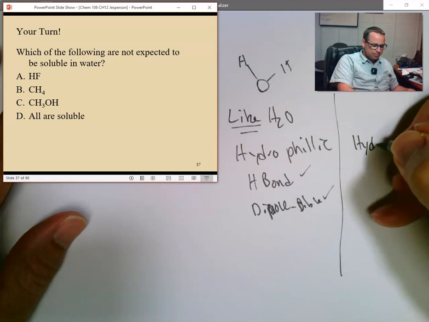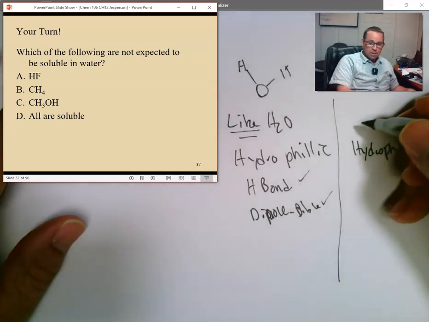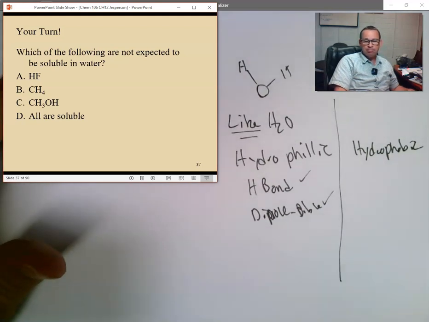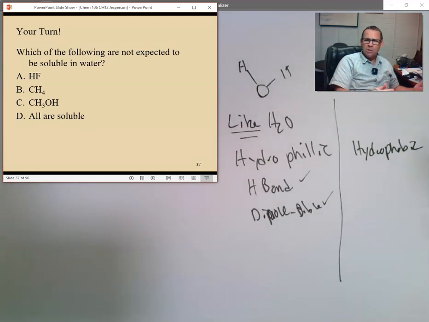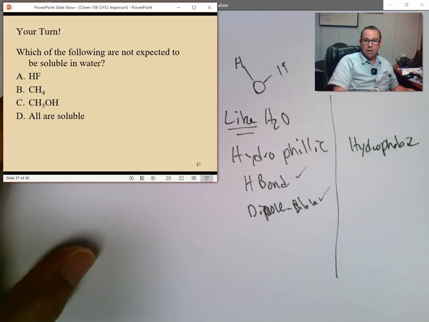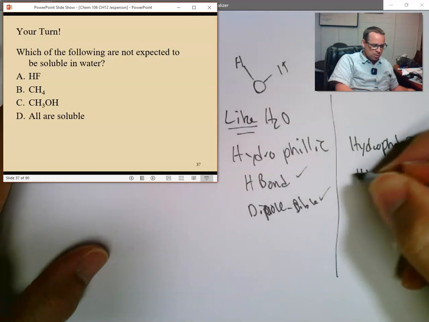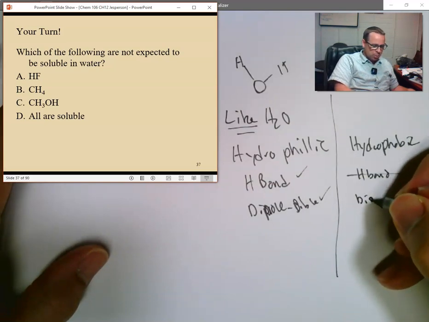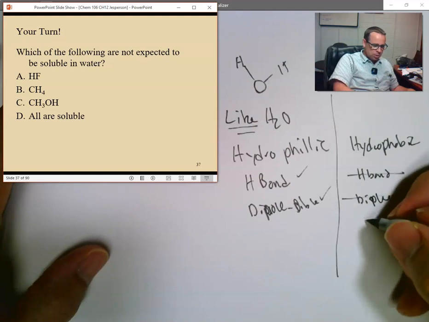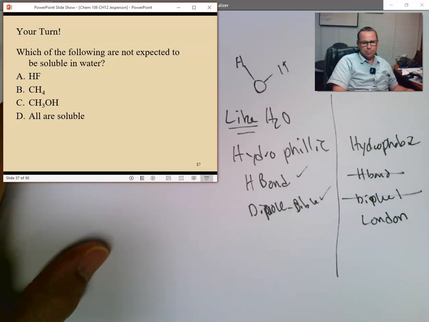Hydrophobic, that is, water-fearing, not like water. And how is it not like water? It's not like water because it doesn't have the same kinds of intermolecular forces. So it's not going to be hydrogen bonding. It's not going to be dipole-dipole. It's only going to be London dispersion forces, right?